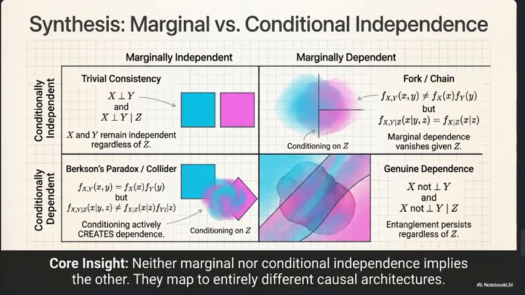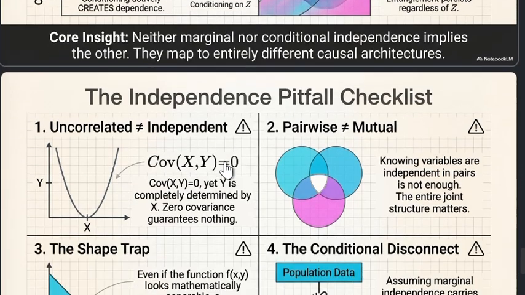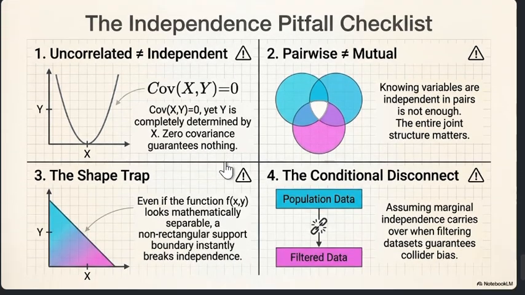Now, marginal versus conditional independence. These two concepts are often confusing. Marginal independence considers the variables by themselves, and conditional independence considers them after another variable is known. Now, see the diagram. A pair of variables may be marginally dependent but conditionally independent, and the reverse is also possible.